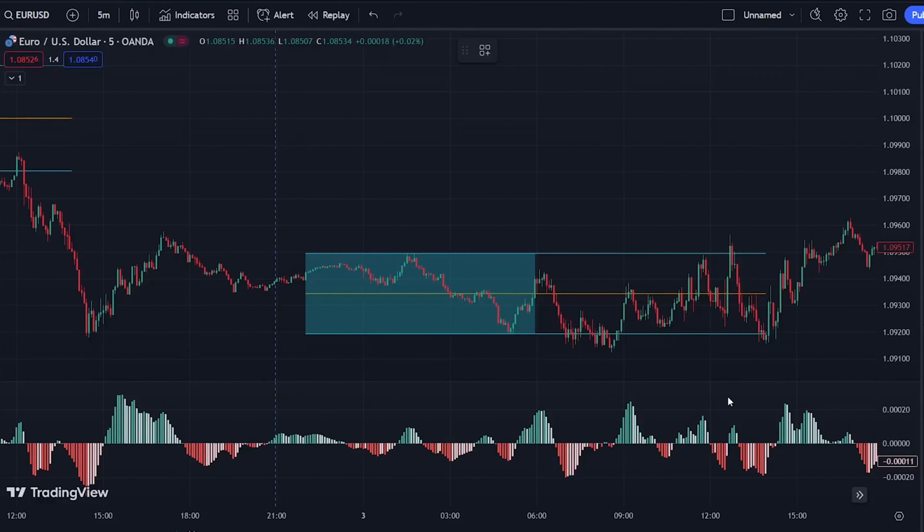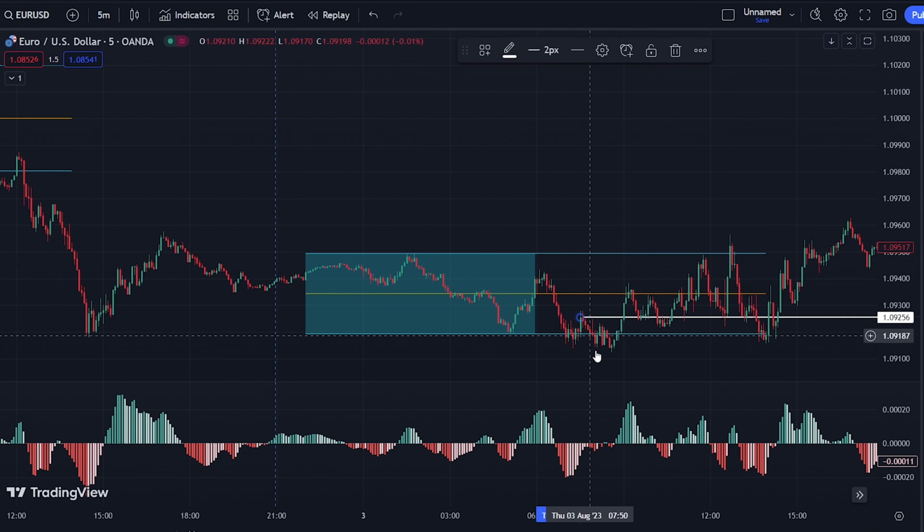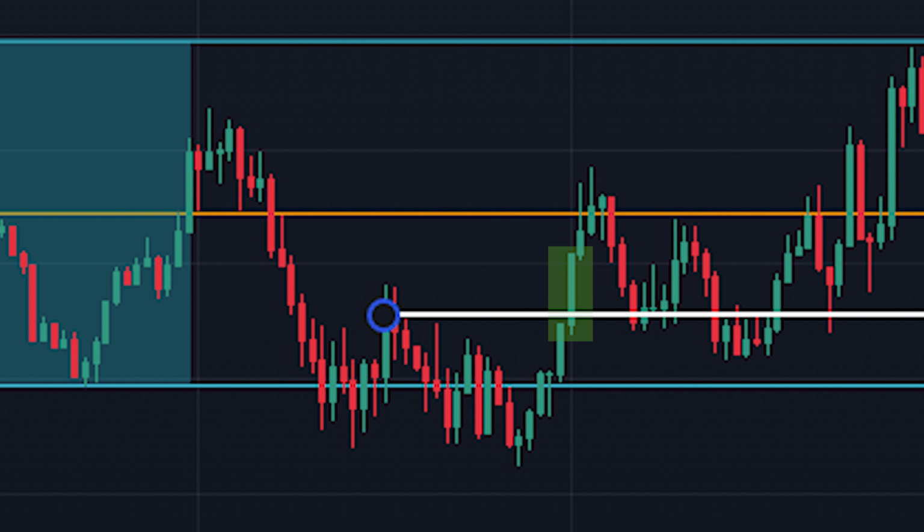Once we see price breaking this high, we want to mark this on our chart. And we can do two things. We can enter on the breakout candle, which we can see right here. Our entry would be on the close of this candle, and our stop loss will be at the point that broke the structure.